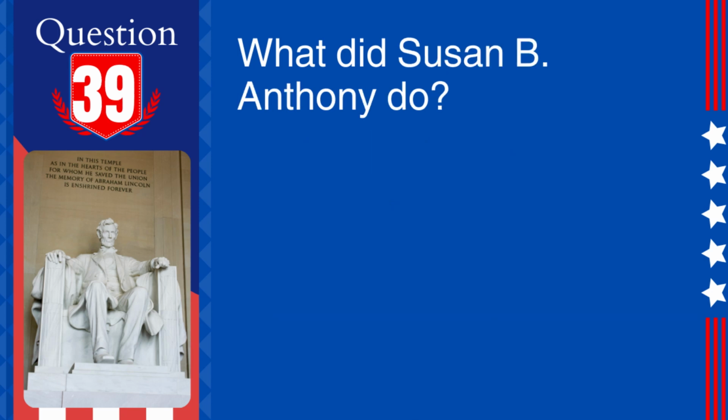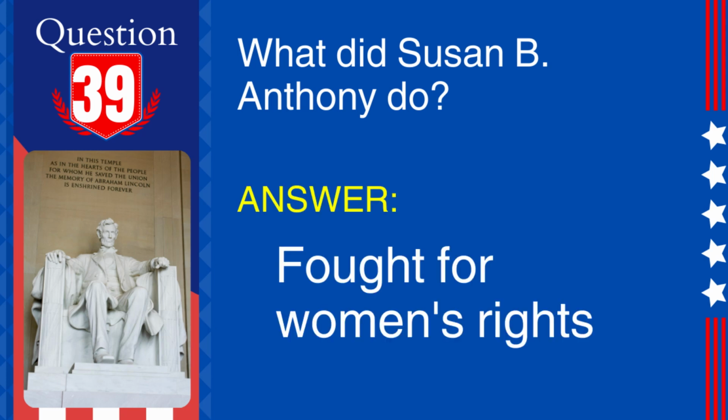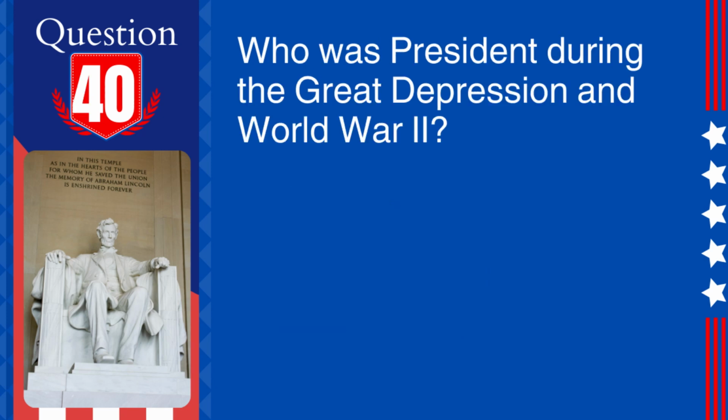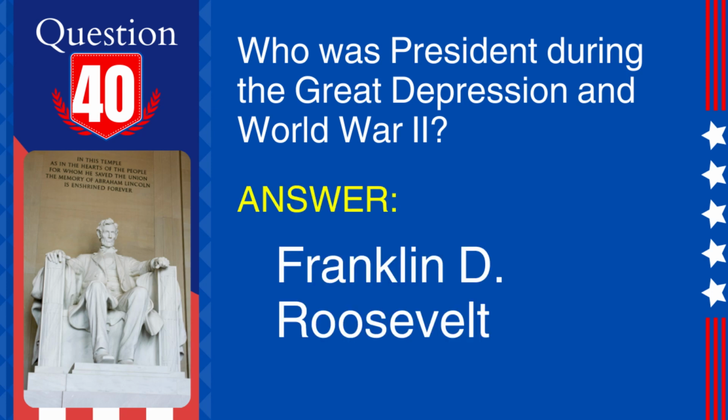39. Question. What did Susan B. Anthony do? Answer. Fought for women's rights. Explanation. Susan B. Anthony was a key figure in the women's suffrage movement, advocating for women's right to vote. 40. Question. Who was president during the Great Depression and World War II? Answer. Franklin D. Roosevelt. Explanation. Franklin D. Roosevelt was the president during most of the Great Depression and World War II, known for his New Deal domestic policies and wartime leadership.